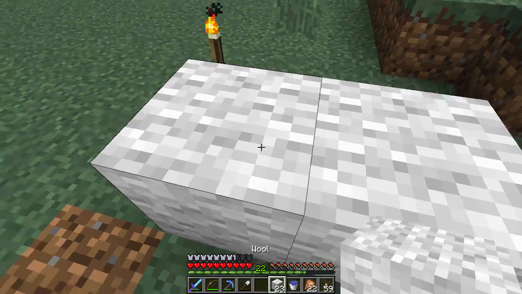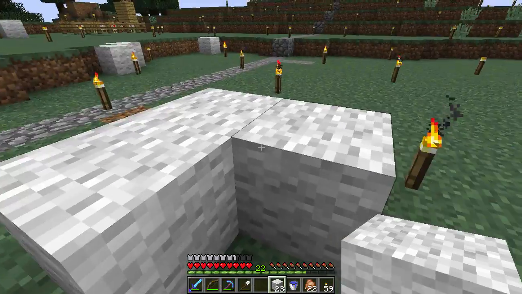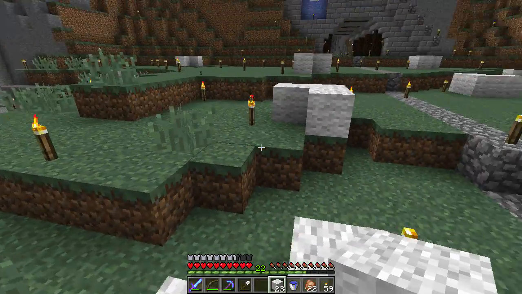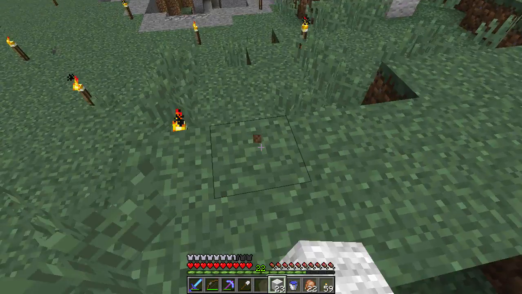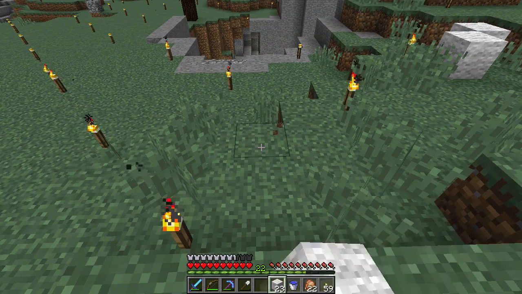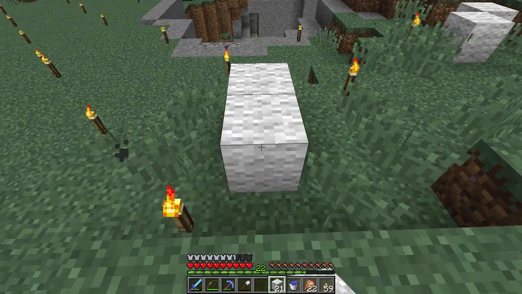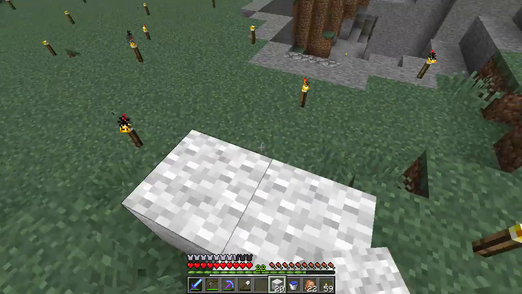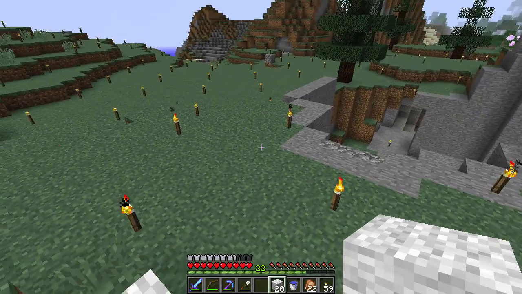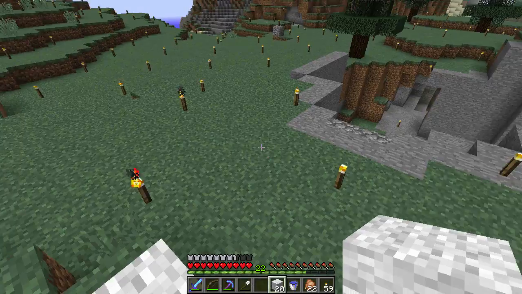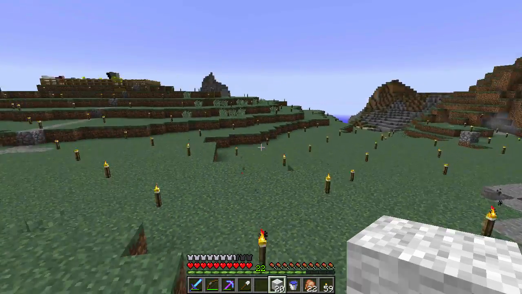That means this corner goes here. 1, 2, 3. 2, 3, 4, 5, 6, 7, 8, 9. That could be good because we're going to have a pathway that leads to the gravel pit. So that's something to consider up here. We're going to need a path that goes there.